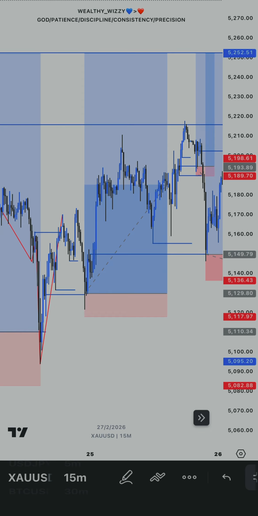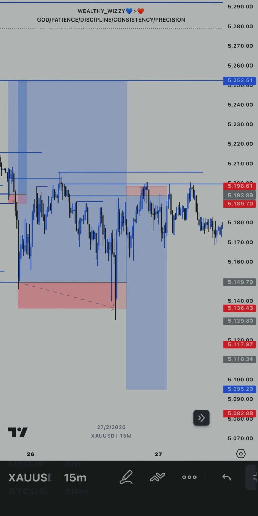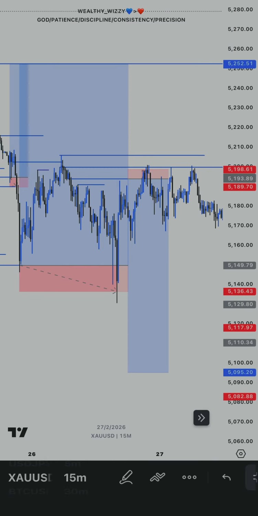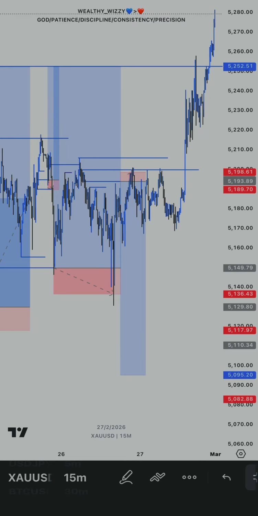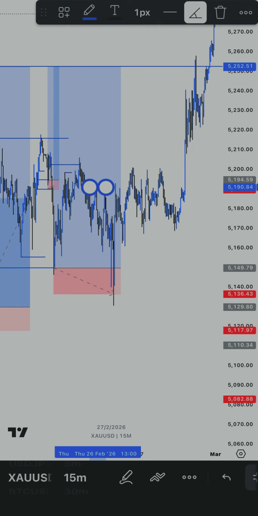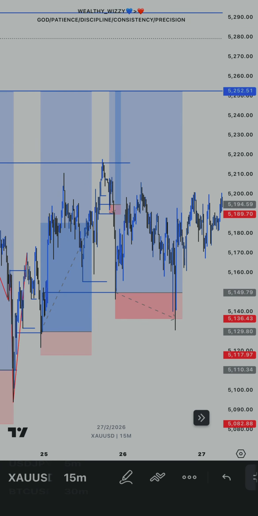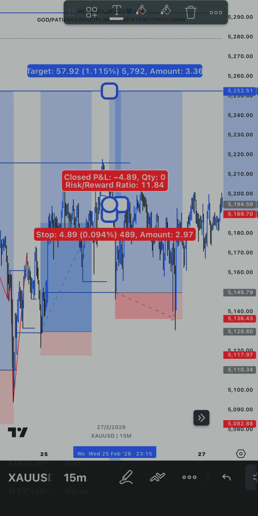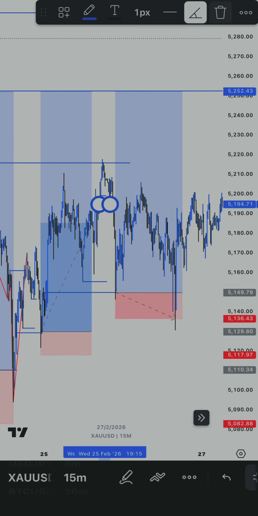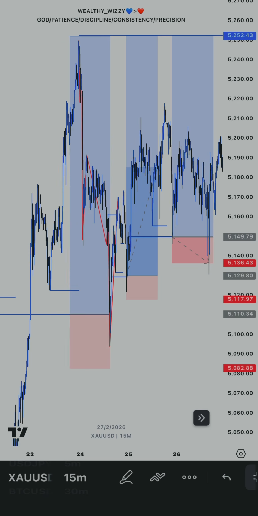Now, how did I spot my third entry? Let me delete all these. I wouldn't be using them. Let me delete them. Sorry. So how did I spot out my third entry?